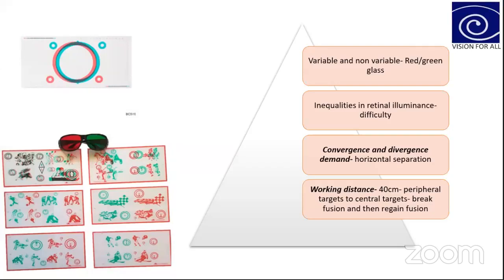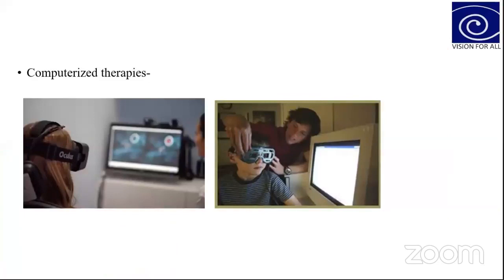Convergence and divergence, as I said, are due to the horizontal separation of the two targets, and in non-variable anaglyphs there is already a disparity. You can always use computerized therapy, and you can combine it with the vectogram and handheld tools simultaneously.